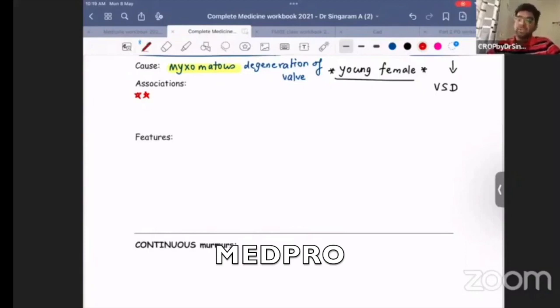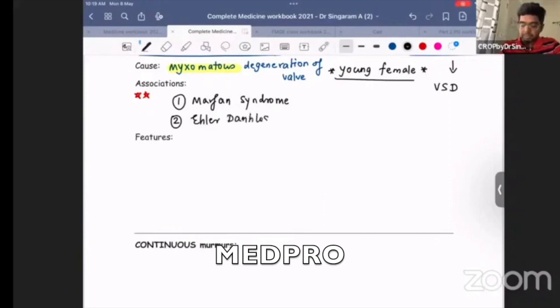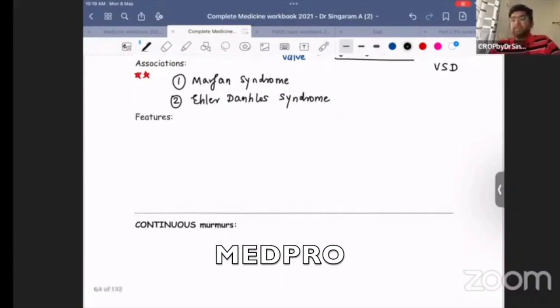Whenever I say connective tissue disorders, what condition comes to your mind? Something involving the connective tissue. I will give you the clue: it is something related to collagen defects. Yes, number one is Marfan syndrome. Number two is Ehlers-Danlos syndrome. So two important conditions wherein there is a problem with the connective tissue, like the collagen. Two important associations for this particular condition.